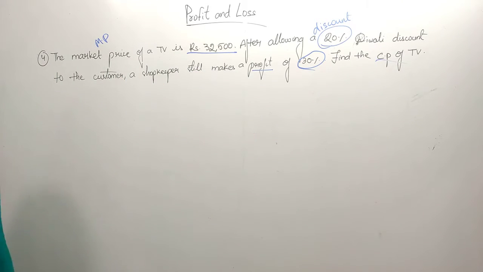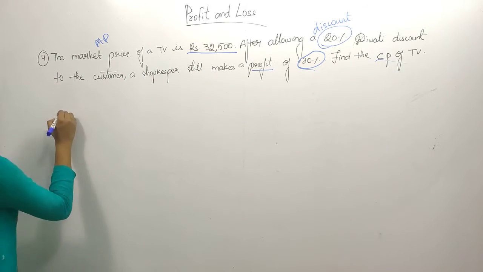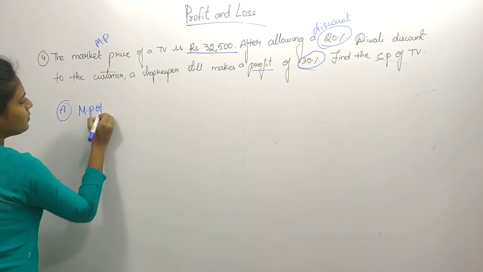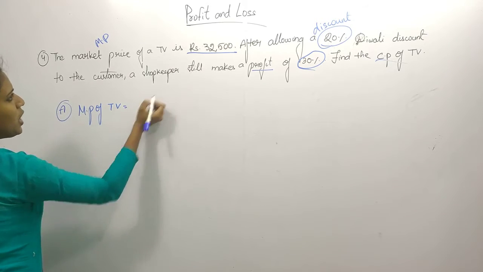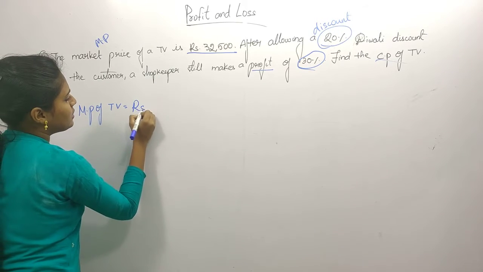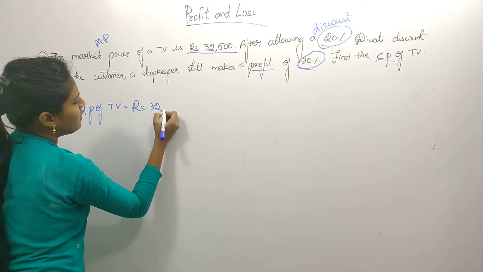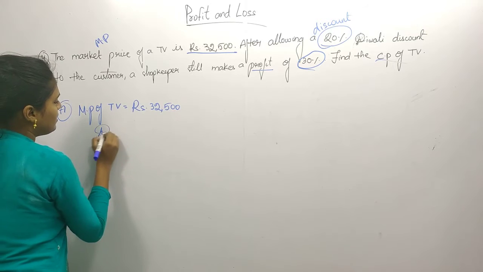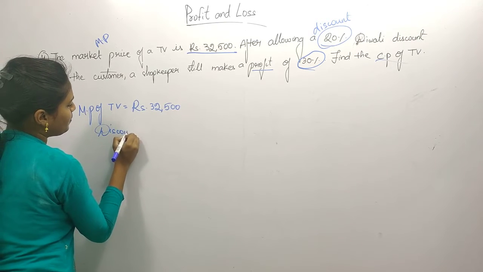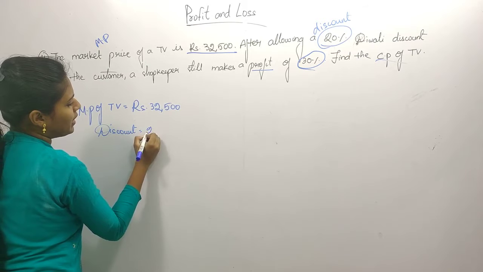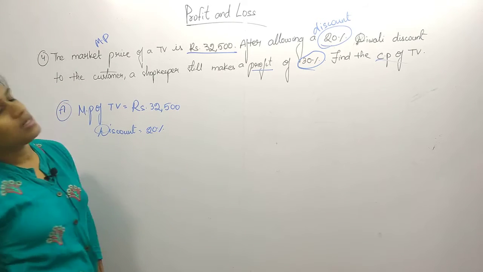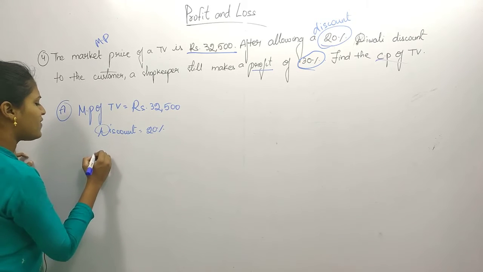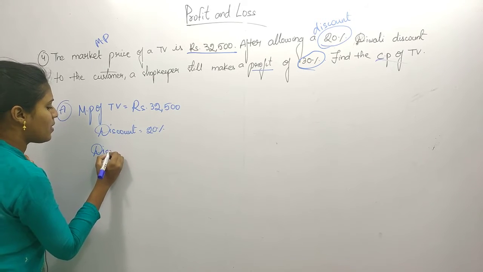Okay. First we will write what is given in the question. Market price of the TV is equal to how much? Rupees 32,500. Okay, how much discount is given? Discount is equal to 20%. Directly the discount is given, market price is given. You can find the discount directly by using the discount formula.